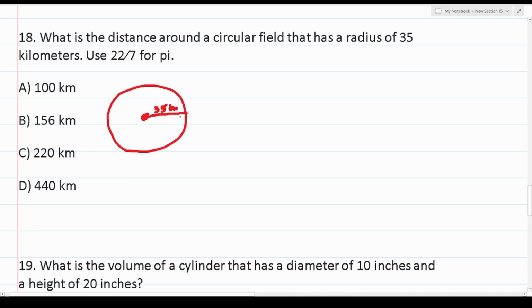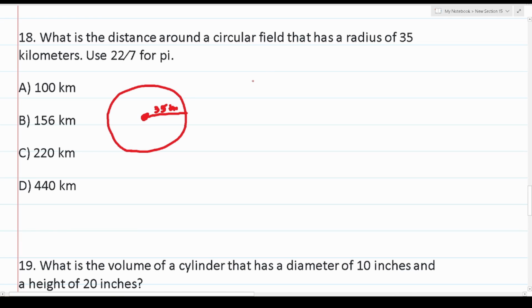And since we're looking to find the distance around this circular field, we know we're going to be trying to find its circumference. So for the ASVAB, you're going to have to know that formula, and there's two of them.